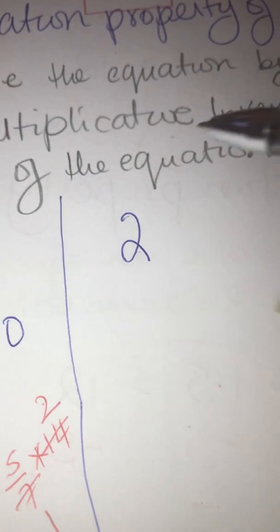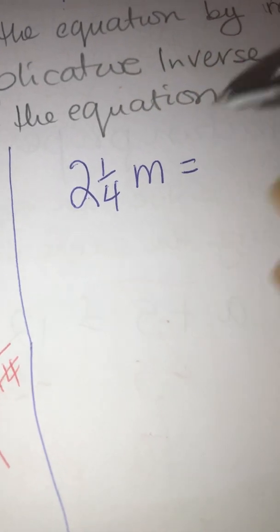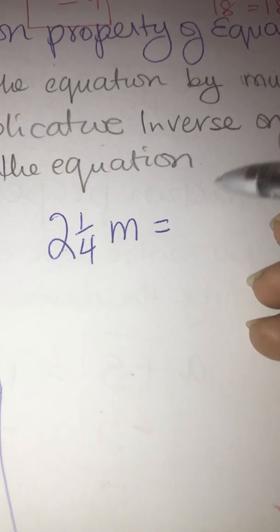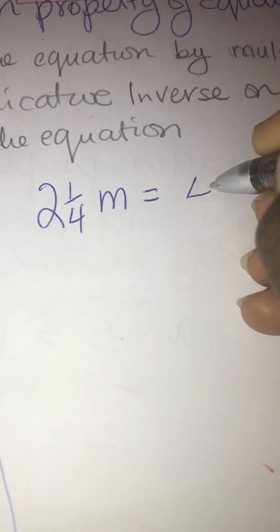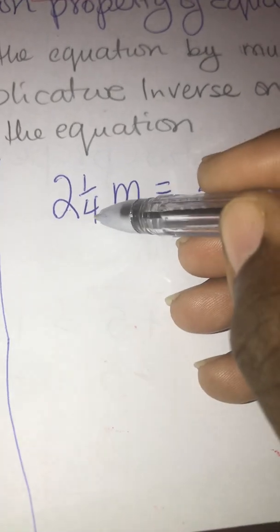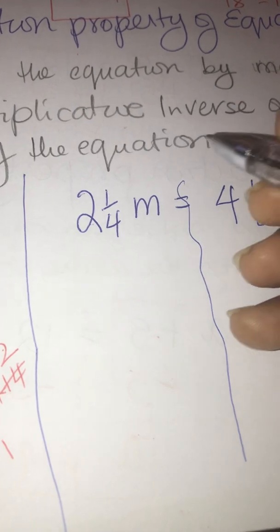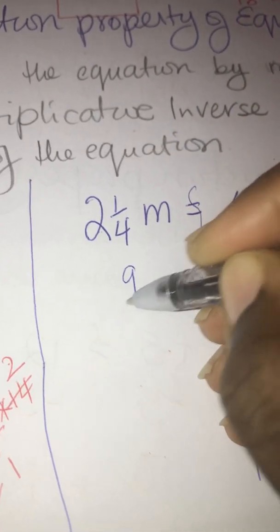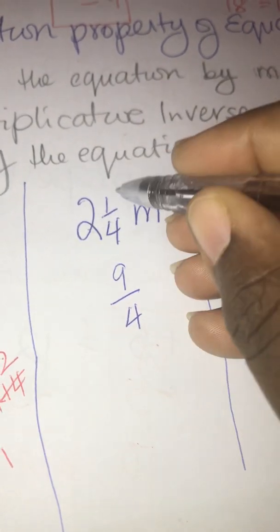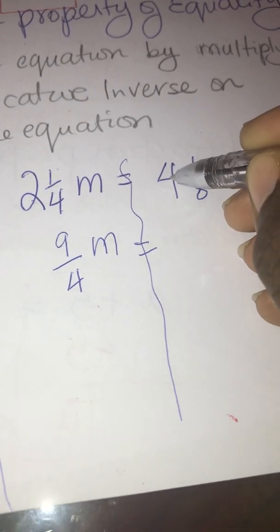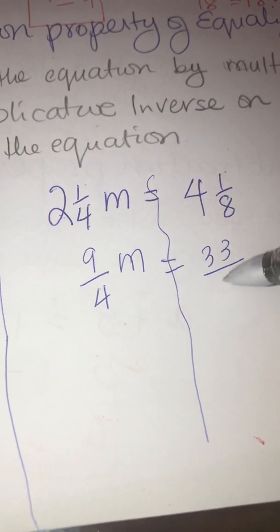If you have a mixed number as your coefficient, and let's put another mixed number, 4 and 1/8, okay? So first you will draw your bridge, change your coefficient to an improper fraction. That's 9 over 4, because 2 times 4 is 8. 8 plus 1 is 9, so that's 9/4. 4 times 8 is 32, plus 1 is 33 over 8.